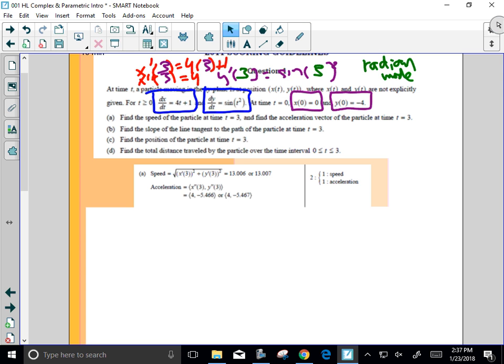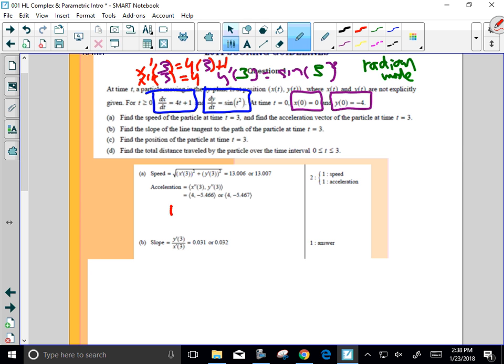Find the slope of the tangent line. So we said that the slope is dy dt over dx dt. dy dt is sine of t cubed, and then dx dt is 4t plus 1. Now, if you're looking at it at 3, you put a 3 into each of these and divide them, and you should be able to get 0.031.